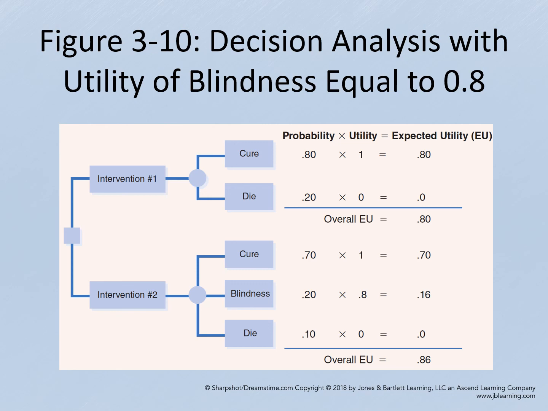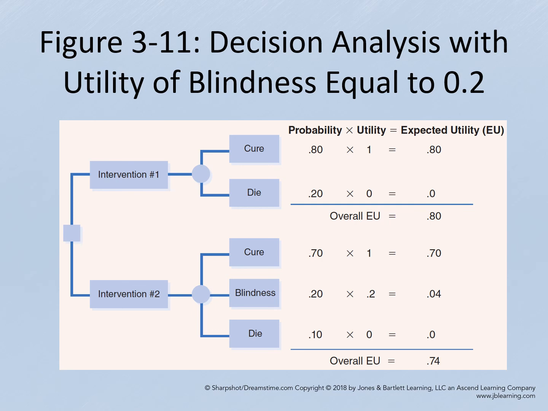He said, I don't care even if I have blindness, I have a 0.70 chance of cure, I would take it. So the expected utility has increased, it becomes 0.16. And now the overall expected utility of intervention 2 increases by 0.06. The other one was 0.80 and 0.80 in the previous figure. Now we see that when you attribute more utility to blindness, expected utility increases. That means intervention 2 may be favored over intervention 1.